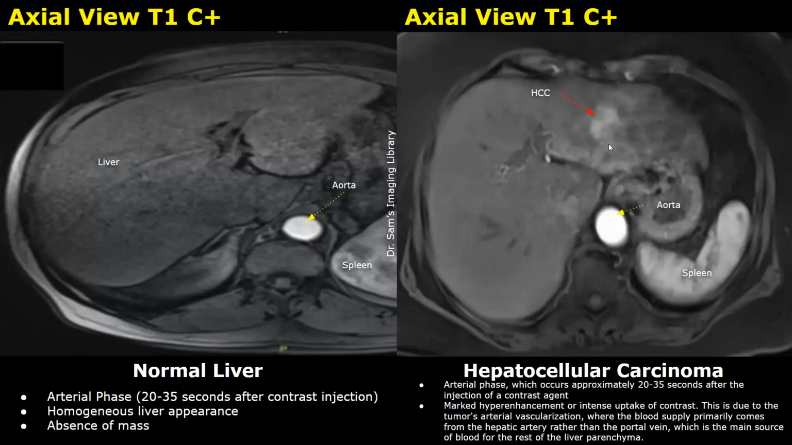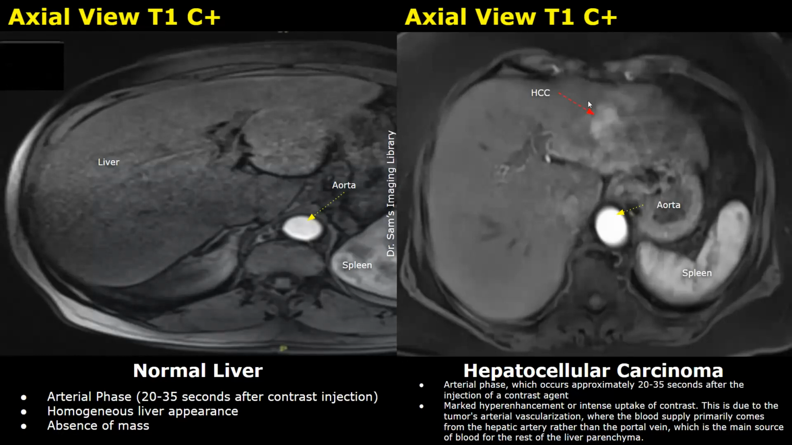Marked hyperenhancement or intense uptake of contrast will be seen within the mass. It enhances because the tumor receives its blood supply from the hepatic artery instead of the portal vein. So this enhancement during the arterial phase is usually seen in a hepatocellular carcinoma.